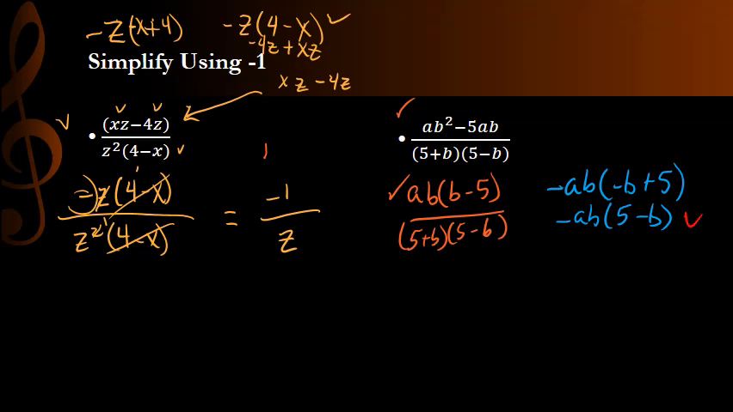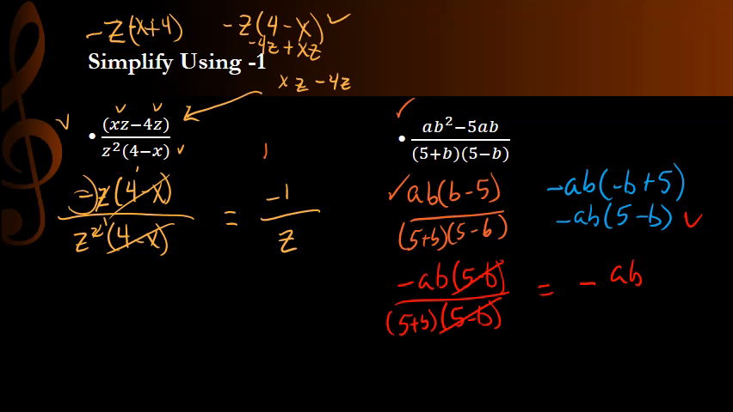So let's take what we got here and put this over our denominator. I've got negative ab times 5 minus b over 5 plus b times 5 minus b. My two 5 minus b's are going to cancel, and I'm going to simplify this to negative ab over 5 plus b. Shazam! Simplifying using -1.